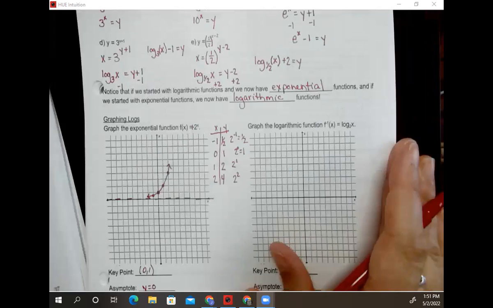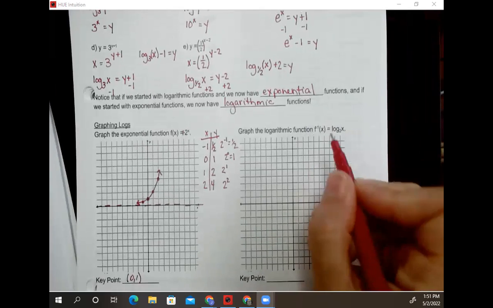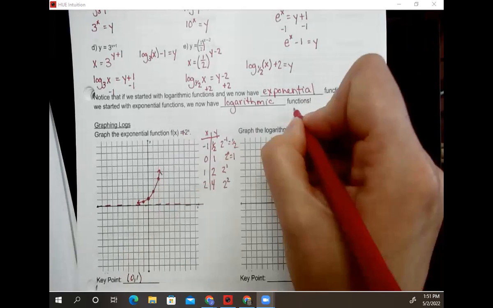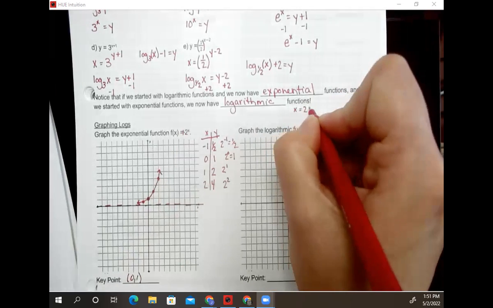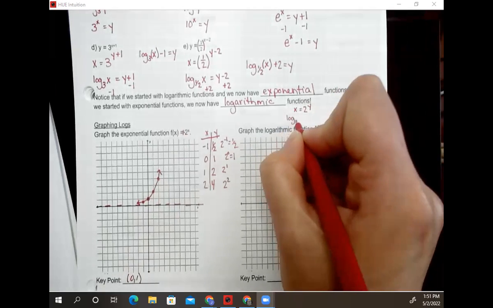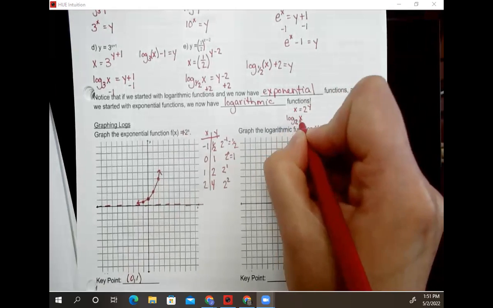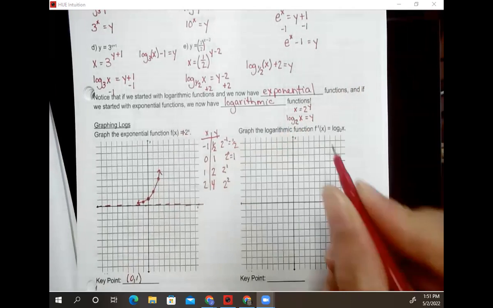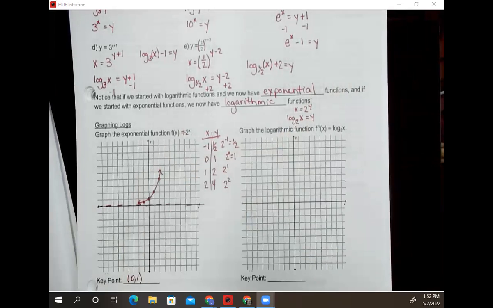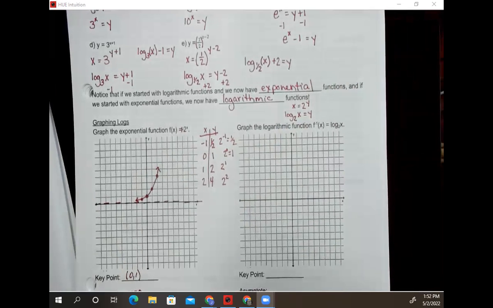Now let's take a look at a log. This is actually the inverse of this exponential function. If I were to switch x and y here, so x equals 2 to the y, I would have to rewrite this. This would be log base 2 of x equals y. That's what I have here, log base 2 of x. This is the inverse of our super basic exponential function.